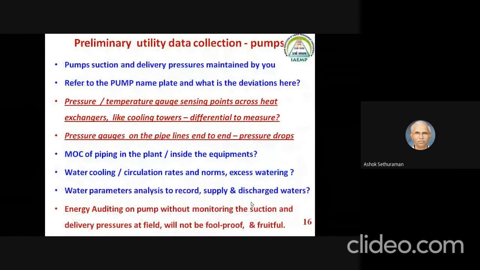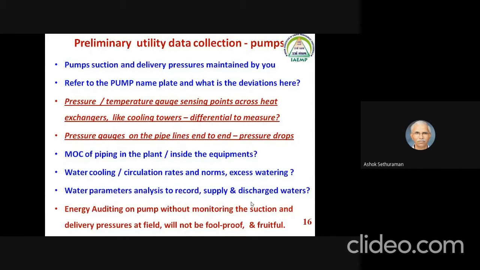Coming to the pumps, I am visualizing you all as a part of my energy audit team. We are going inside, seeing what is there in the industry, with preliminary data collected on the electrical side, distribution side, motor side, then compressor side, then pumps. For the pumps used for heat transfer applications, you need in-situ pressure and temperature gauges across the pumps at the suction and delivery, across the cooling towers, across the heat exchangers.